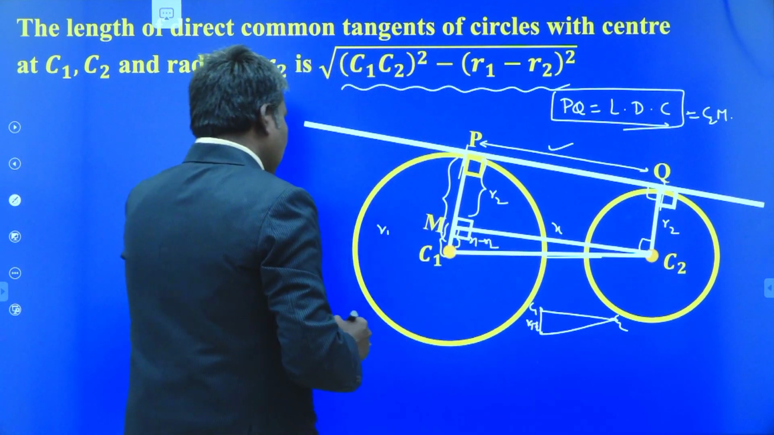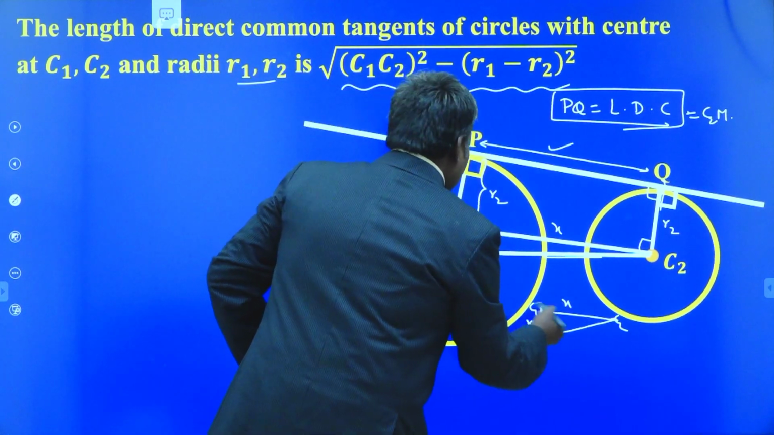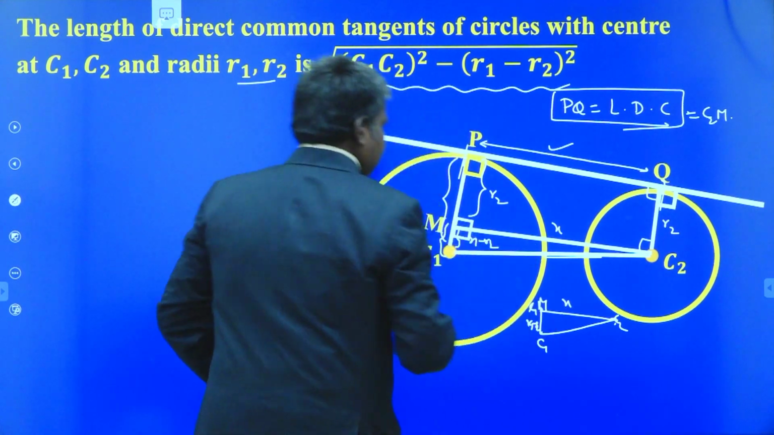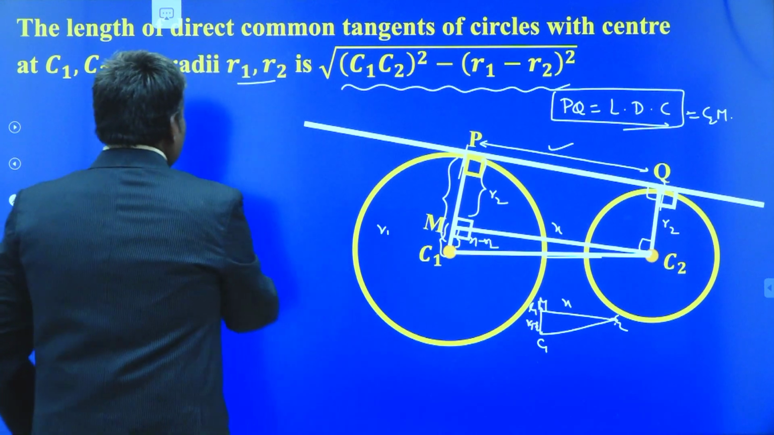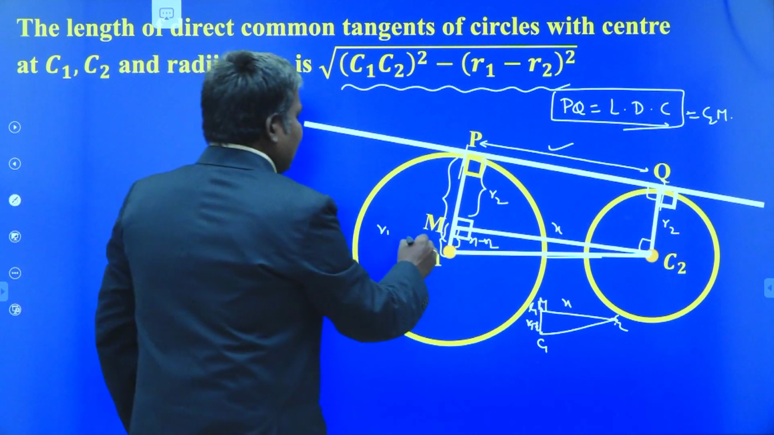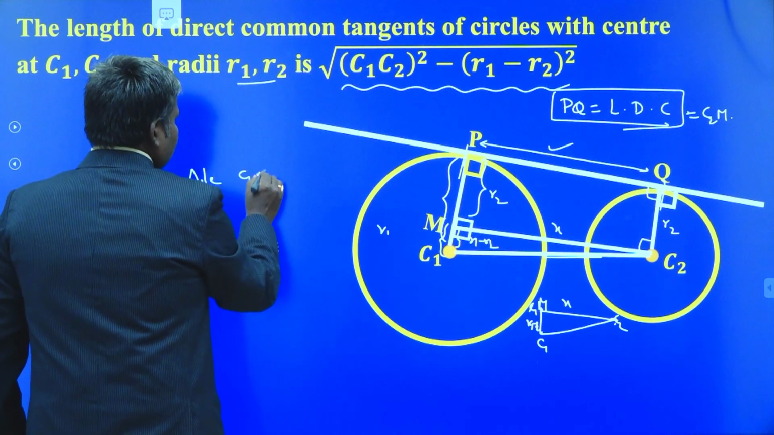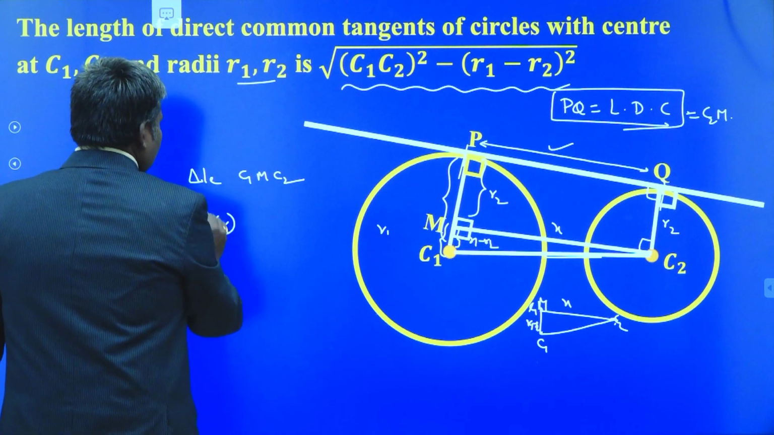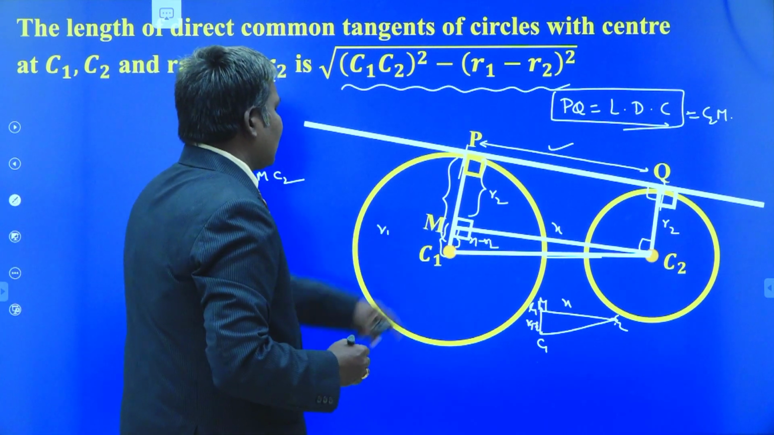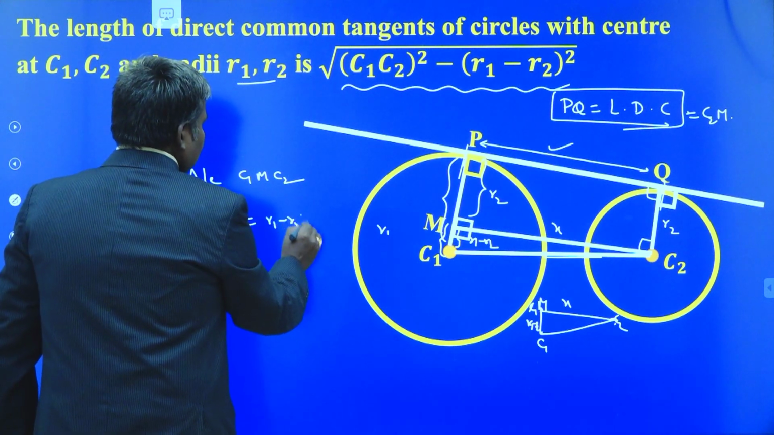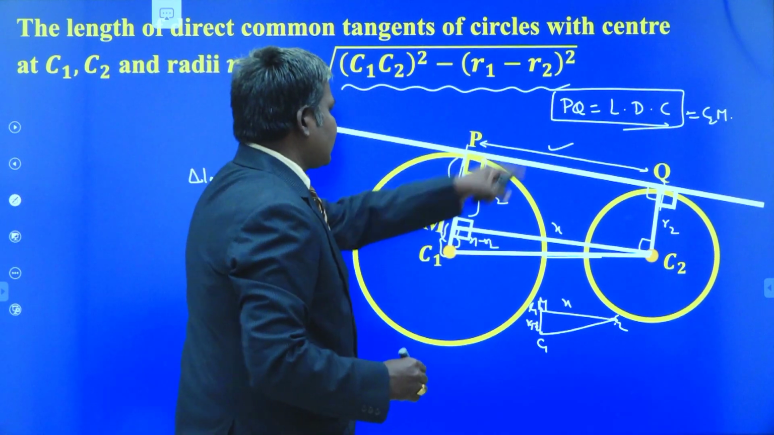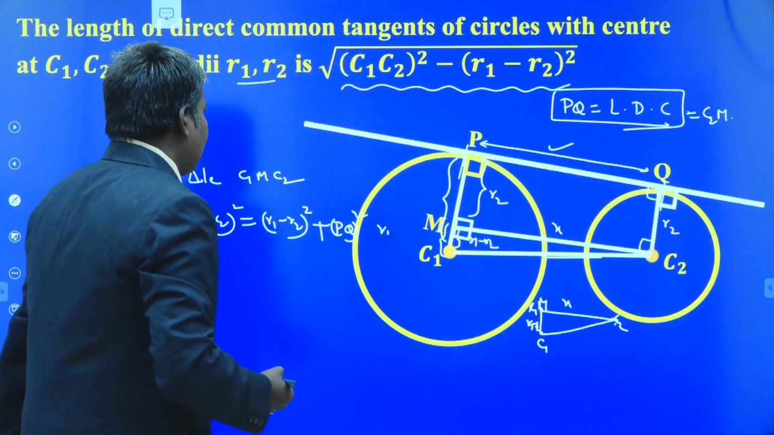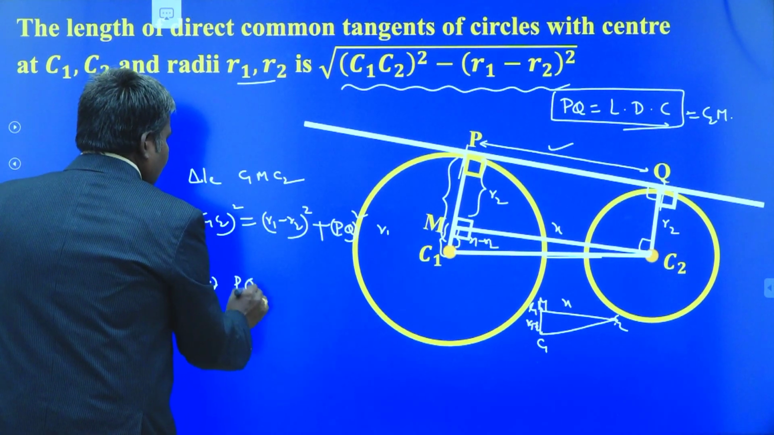You can easily find the value of X. This is X. This is C1, C2. This is my point M. So from the right angle triangle C1, M, C2, the hypotenuse C1 C2 square is equal to side square plus side square, that is R1 minus R2 whole square plus X square. X square means PQ square. So from this equation itself, can I get the PQ value or not? Immediately we obtain the value of PQ.